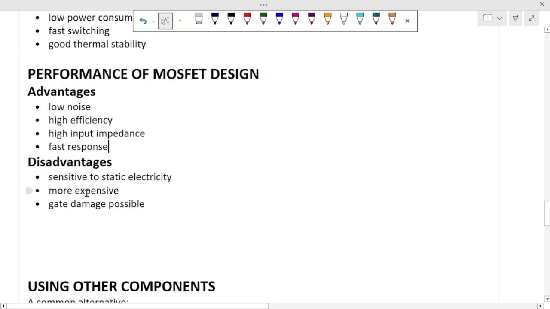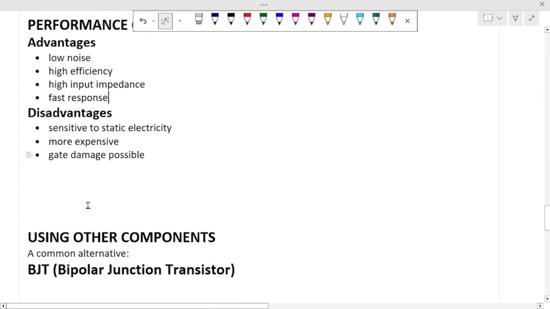And it's also expensive compared to other components used for this amplification. And then gate damage is possible because this one uses source, gate, and drain, not like the BJT that makes use of 3 pins called the base, emitter, and collector. For MOSFET, they use 3 pins called gate, source, and drain, and the gate can be damaged, possible damage.